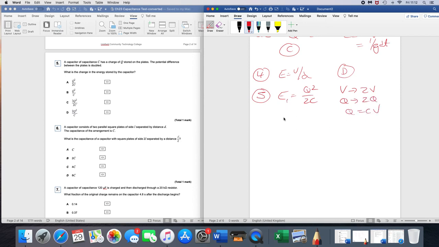So there's energy 1. Energy 2 then would be Q squared would be 4Q1 squared, if you like, over 2C, which is 2Q squared over C. So the difference between that and that is 3 over 2 Q squared over C. So the answer is C.